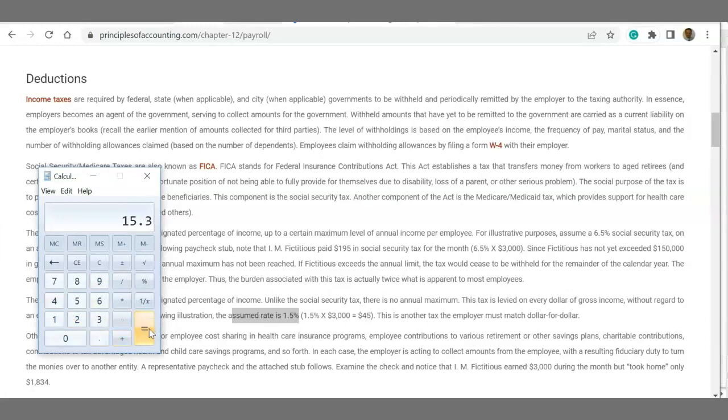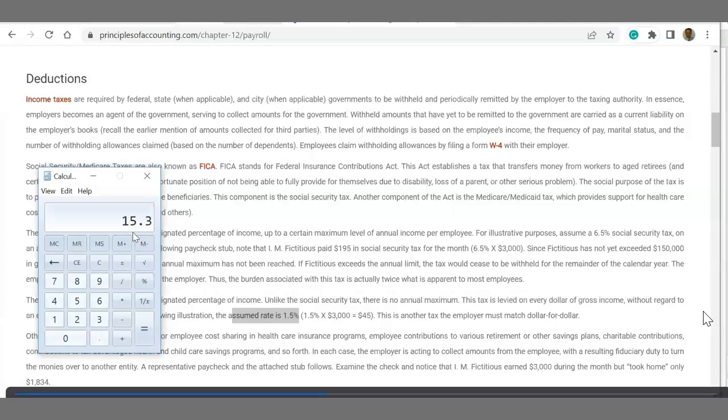15.3%. So 15.3% of $1,000, that's $153. So if you make $1,000 as an independent contractor, you need to understand that $153 is just Social Security and Medicare that you need to pay at the end of the year.